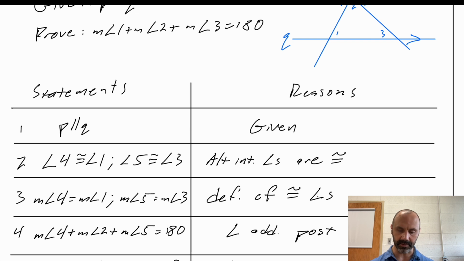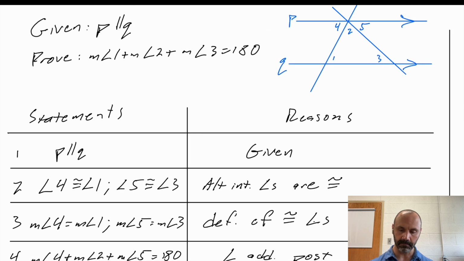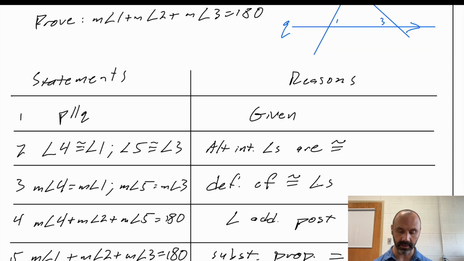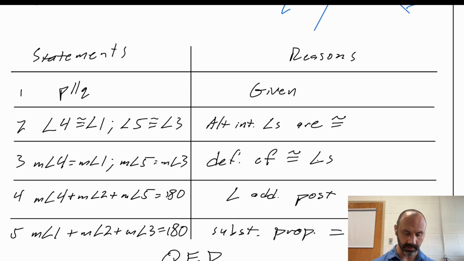Okay, now I've got to put together this idea that 4, 2, and 5 add up to 180 degrees. So the measure of angle 4 plus the measure of angle 2 plus the measure of angle 5 is 180 degrees. How do I know that? That's the angle addition postulate, right? And so now I just substitute. Look, instead of 4, I put 1. So for 4, I substitute 1 in, and then for 5, I substitute the measure of angle 3.